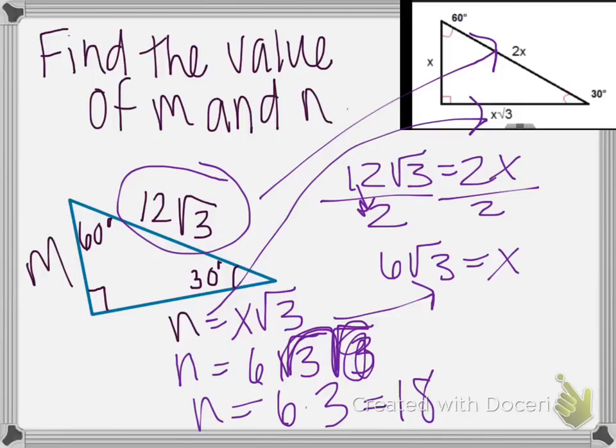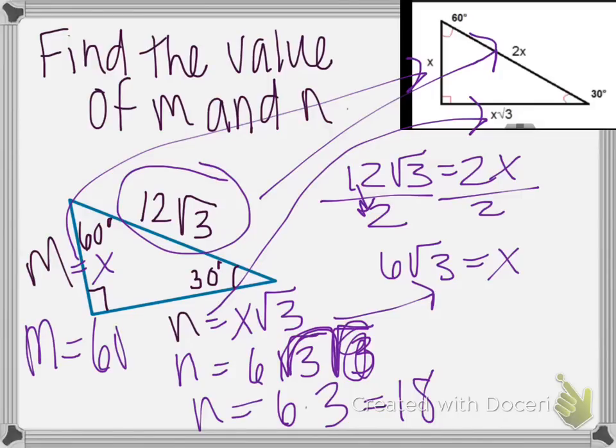And then we need to figure out what m equals, so we line it up with the x, so m equals x, but we already know what x is. It's our 6 square roots of 3, so we just plug it in and we get m equals 6 square roots of 3. And we've solved for both of our variables.